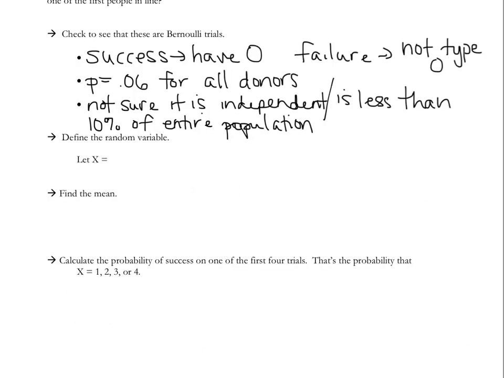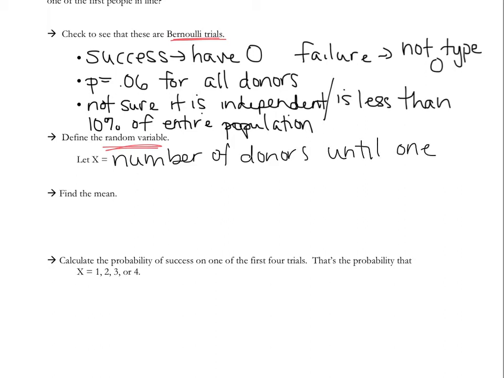Next part, define the random variable. If you're not sure what that term means, it might be a good idea to read chapter 17. So let X equal the number of donors until one is type O. Which I think we want O negative, right? So I'm going to say O negative, not type O.